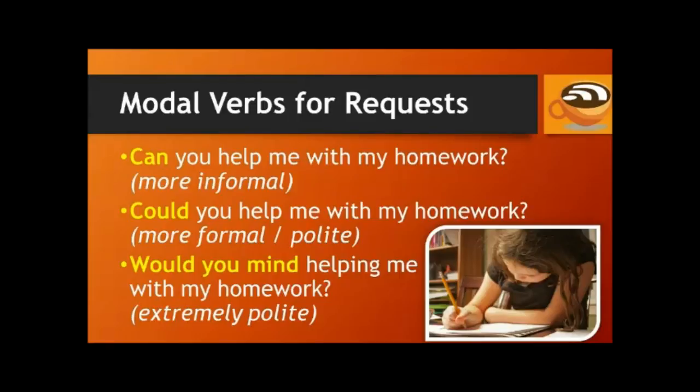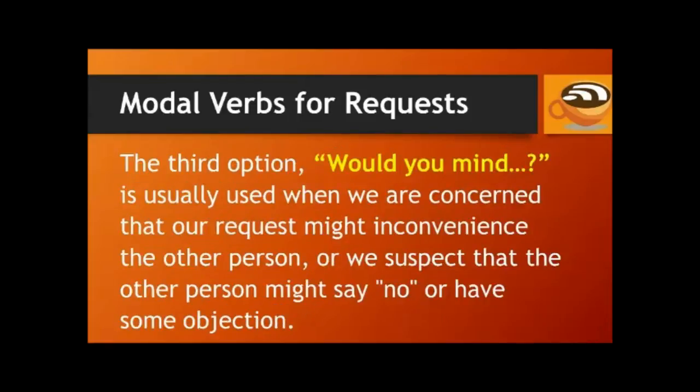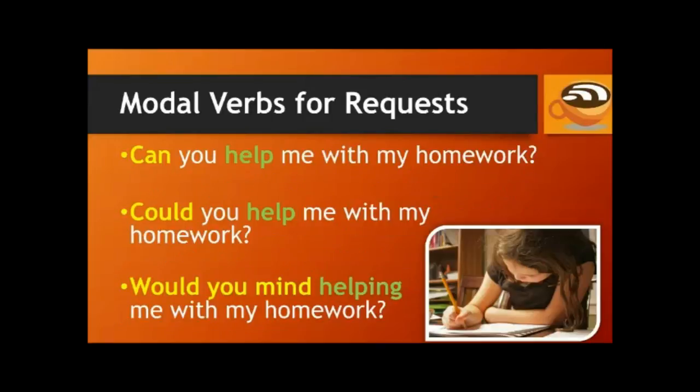The question with can is more informal. The question with could is more formal or polite. And the question with would you mind is extremely polite. The third option, would you mind, is usually used when we are concerned that our request might inconvenience the other person, or we suspect that the other person might say no or have some objection.